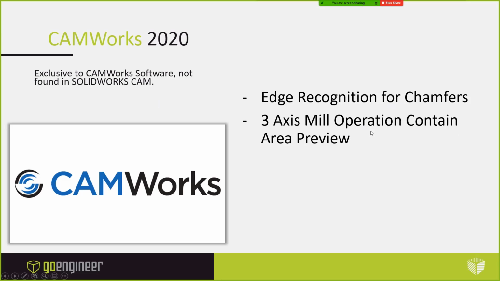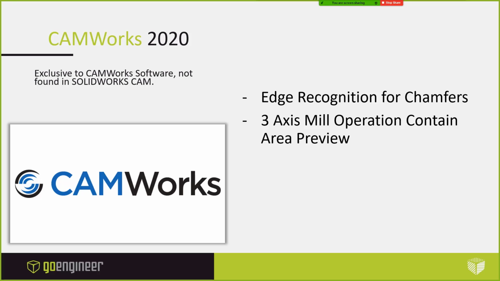Three-axis mill operation contain area preview. Whenever we're applying multi-surface features, and that's what three-axis milling means to us in CAMWorks, or SOLIDWORKS CAM will say 2.5-axis feature. That means I draw a 2D sketch, right? A sketch on a plane or a face, and give it a constant depth. That's 2.5-axis. As soon as we start talking 3-axis, we're typically talking about curvy surfaces. Surfaces we identify to cut, right? We're not drawing sketches and giving them depths.